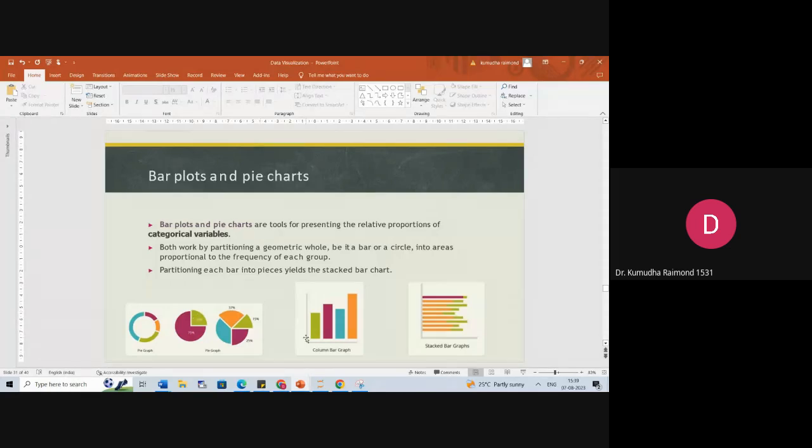It actually shows a partition where each one of the bars represents the frequency of a particular data or the frequency of each group. How much is the number of students, how much is the number of faculty members, how much is the number of non-teaching faculty, how much is the number of outsiders, etc. So that is called the bar chart, pie chart.